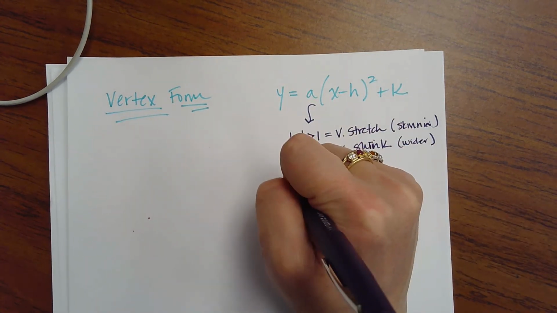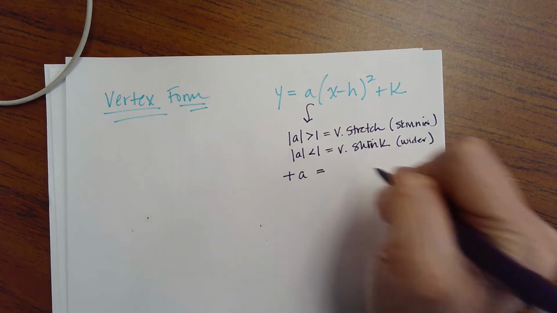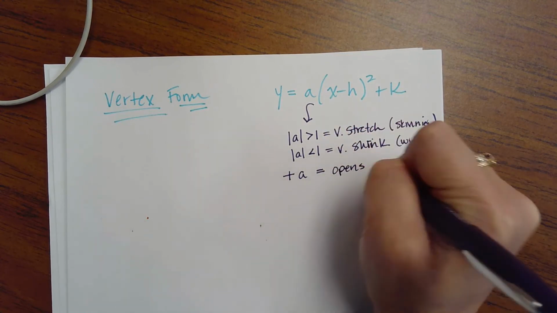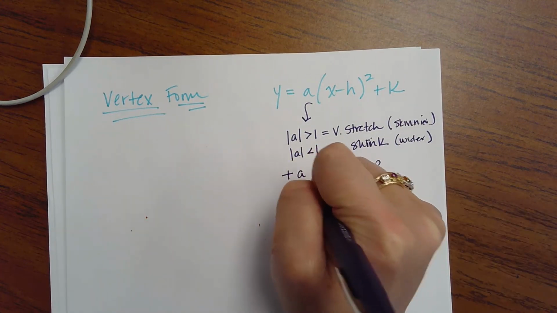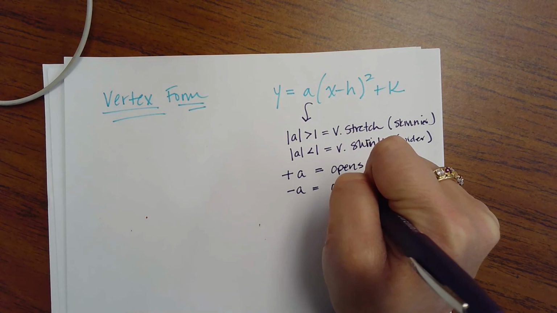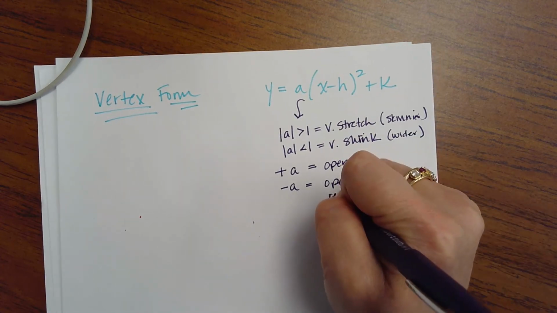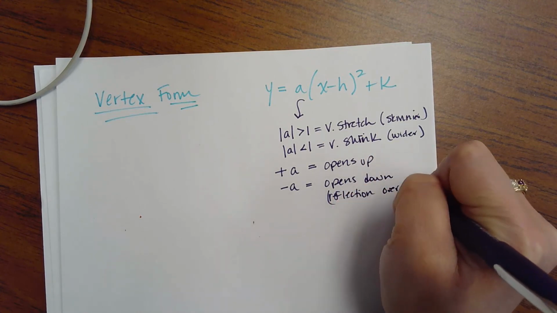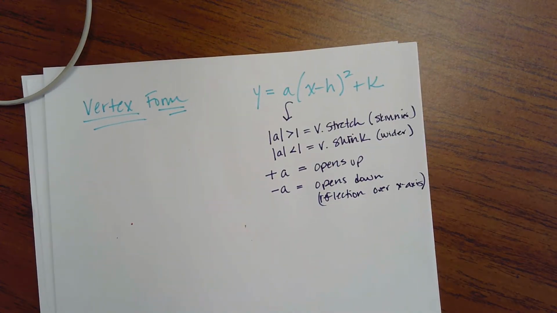In addition, a positive a opens up. In other words, the parabola is pointing up. A negative a opens down, which causes a reflection. We call that a reflection over the x-axis. All this is review from what we did with standard form.